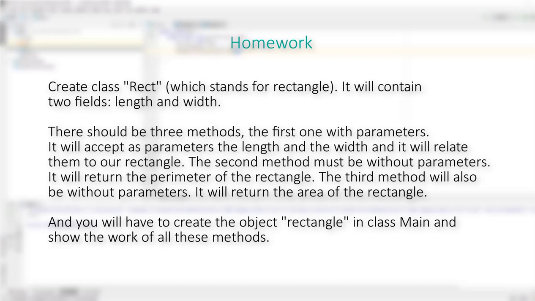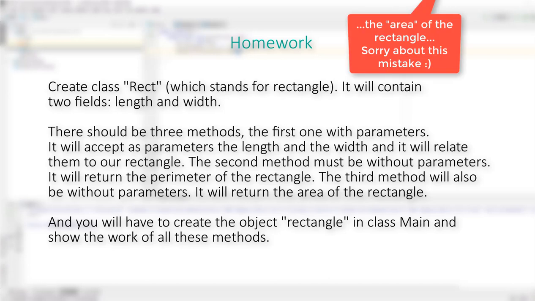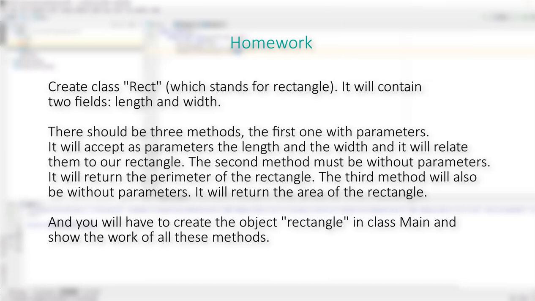The second method must be without parameters. It will return the perimeter of the rectangle. The third method will also be without parameters. It will return the square of the rectangle. And you will have to create the object rectangle in class main and show the work of all these methods.